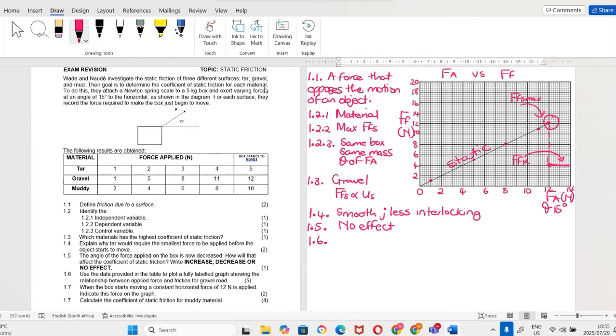Right, and that's pretty much what you would do there. And then what's the next question? The next question says calculate the coefficient of static friction for the muddy material. So to do that, first and foremost, you must not forget that the force that you're applying is acting at an angle.